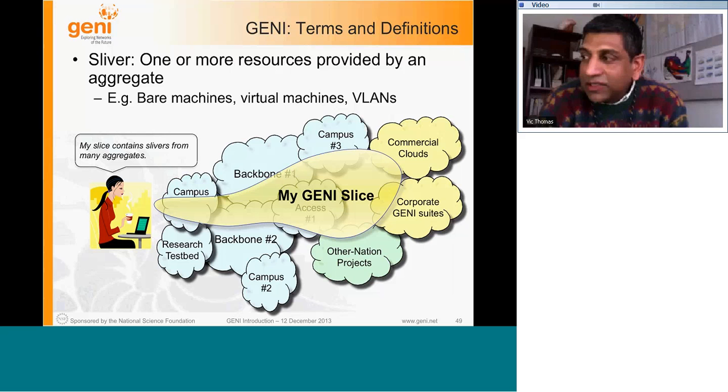But you don't have to wait for the rack to run experiments. Of course, you can get a GENI account, get a slice, and get resources from existing GENI racks and other aggregates.